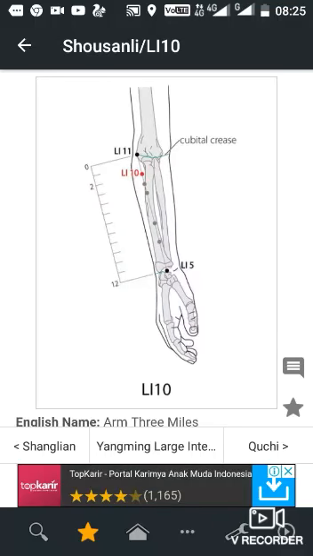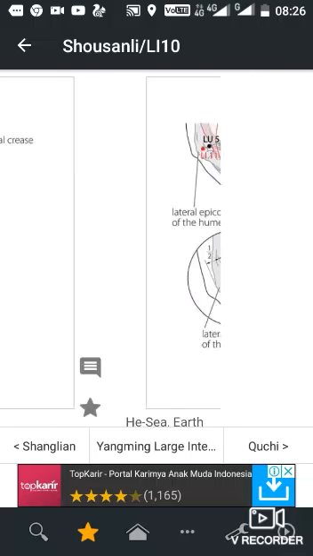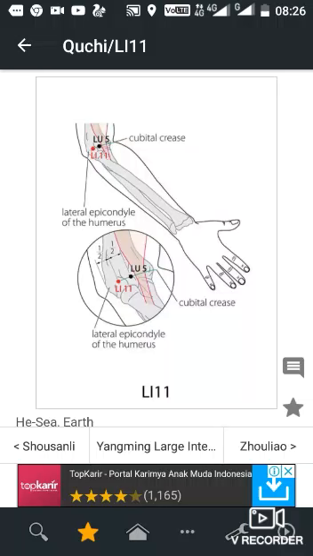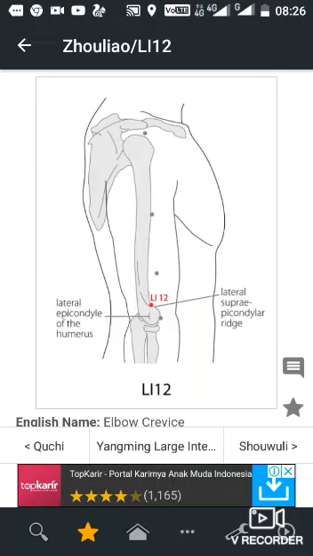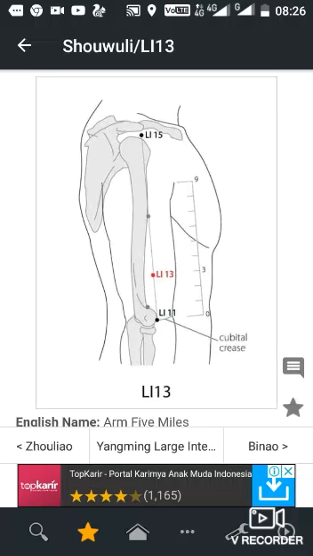Large Intestine 10, location: 2 cun below Quchi, LI11, on the line connecting Quchi with Yangxi, LI5. Large Intestine 11, location: when the elbow is flexed, the point is at the midpoint between the lateral end of the transverse cubital crease and the lateral epicondyle of the humerus. Large Intestine 12, location: when the elbow is flexed, in the depression 1 cun above and lateral to Quchi, LI11, directly above the lateral epicondyle of the humerus.